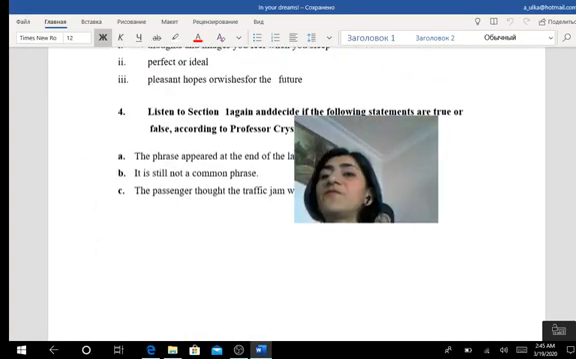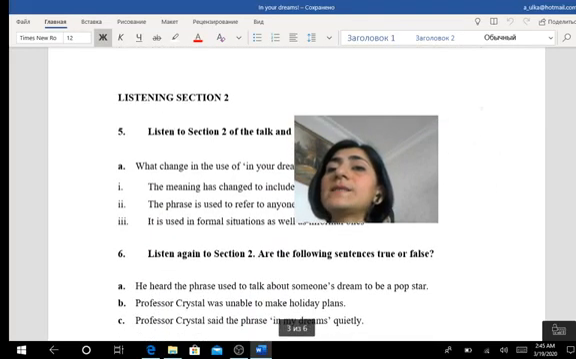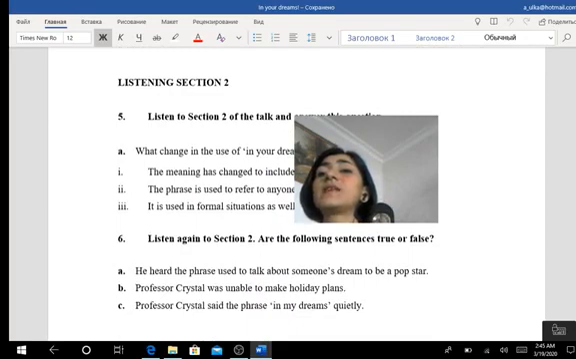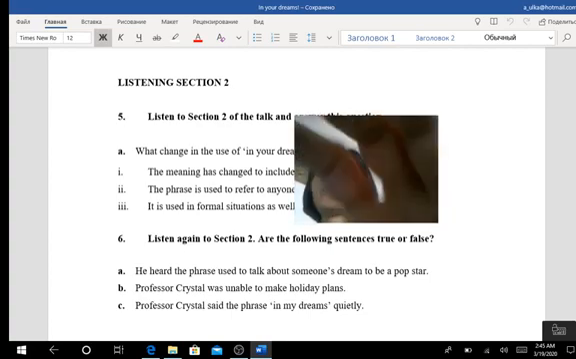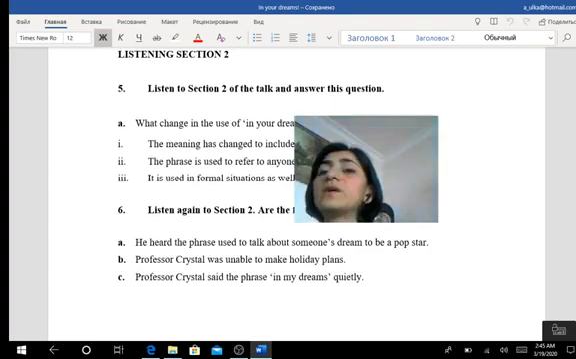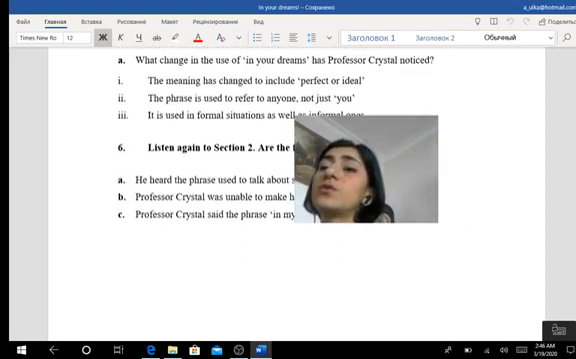In exercise 4, it's again from listening section 1. You try to find true or false. You read the statements and put your T or F for true or false. The next is connected with listening section 2. So the listening is divided into 2 parts. You can stop it after the first part and go on just with the second part. Again, you have questions and 3 answers. So you choose the best answer. Exercise 6 is true or false. That's again easy. You place your T or F according to the statement.